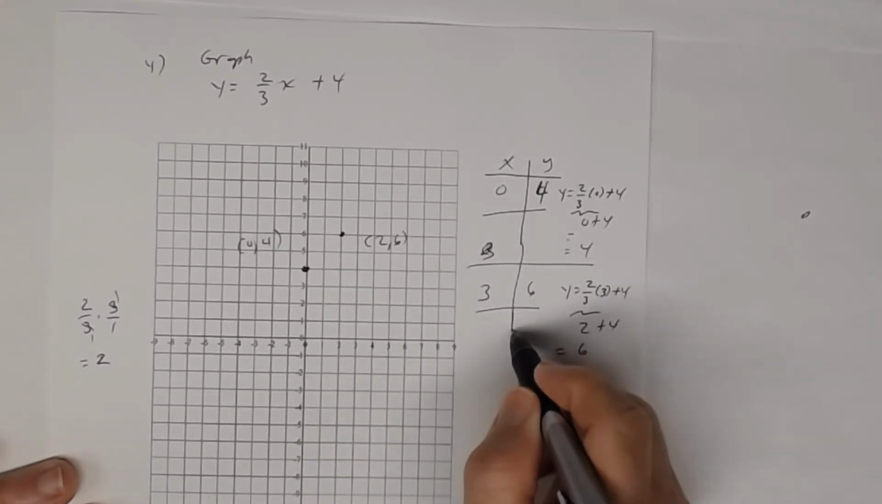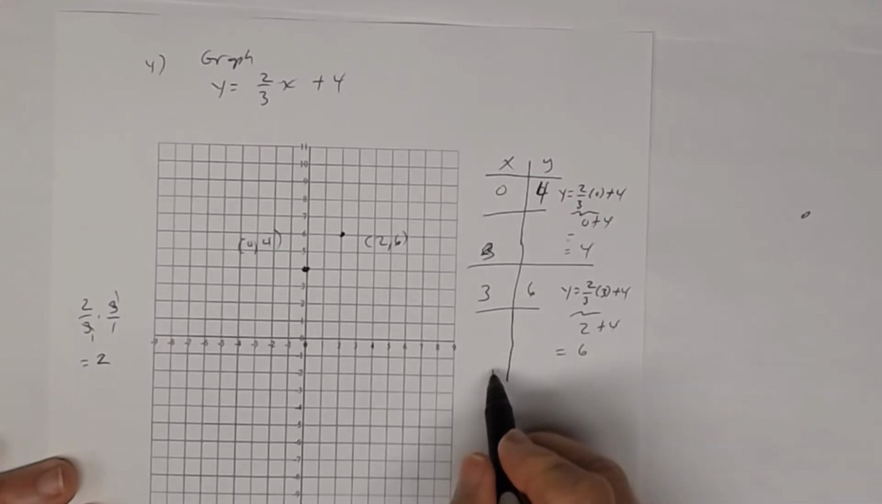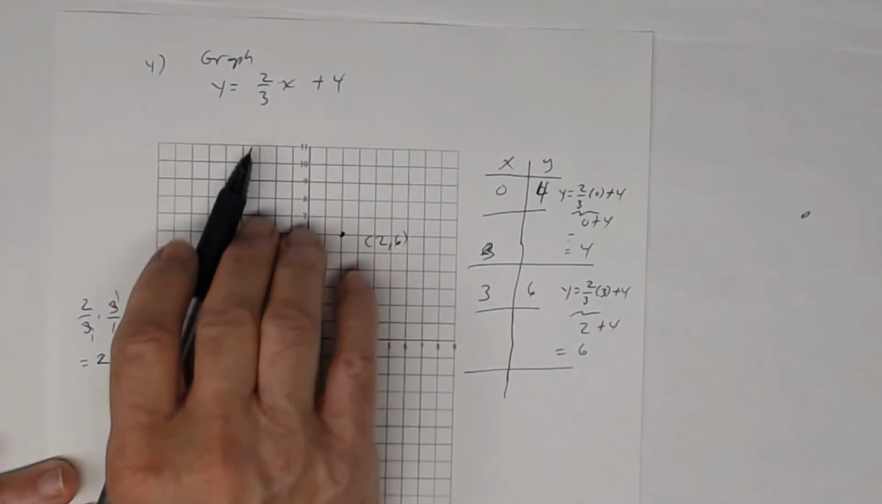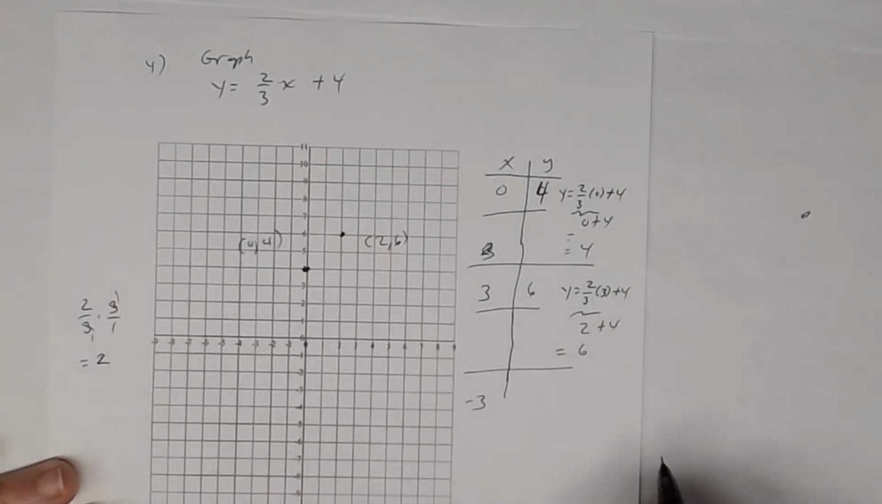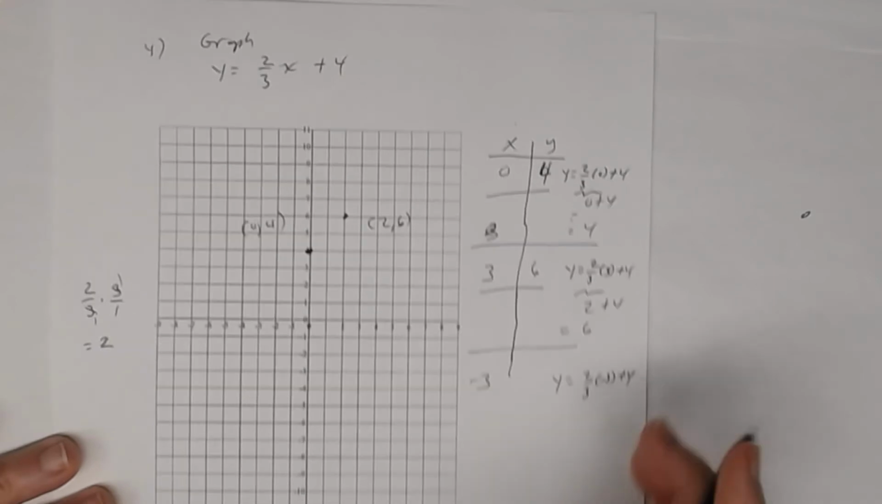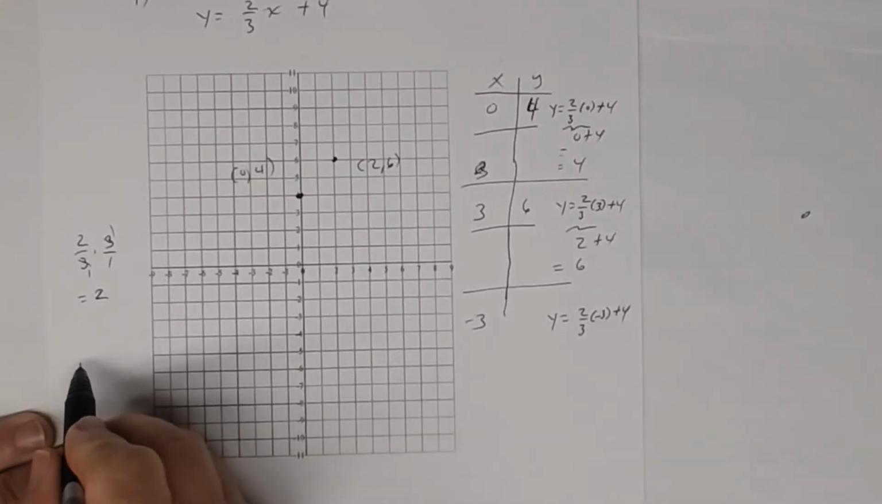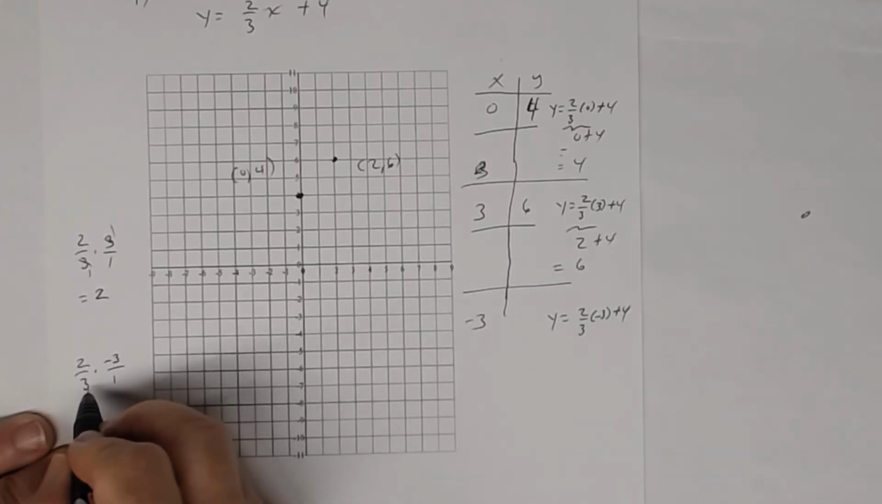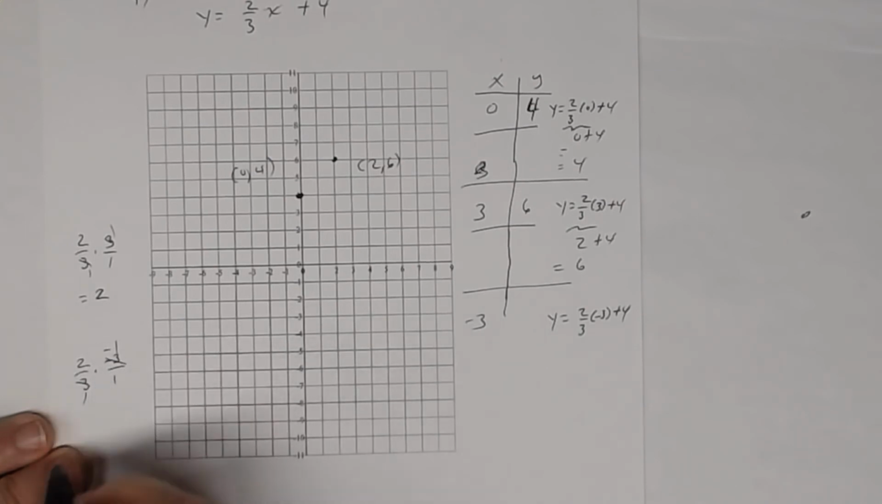And I want to go ahead and let x be negative, just to show you what to do. So give me another number divisible by 3. So we chose 3. I can choose negative 3 if I want to. So negative 3. So I get y equals 2/3 times a negative 3 plus 4, right? I have this 2/3 times a negative 3, which is the same thing as negative 3 divided by 1. 3 to 3 is 1. 3 to negative 3 is a negative 1.